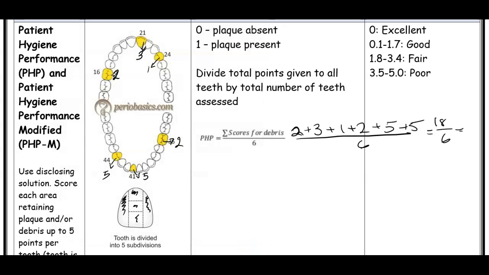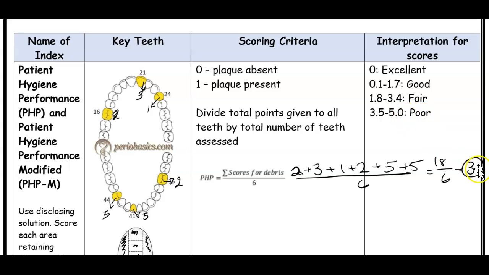Okay, so what does this mean? Well, let's look at the interpretation. The interpretation tells you that 3 falls under this range over here, 1.8 to 3.4. So this person has a fair PHP, or PHP-M, because we're using the modified version. So this one would be considered fair. We look at this interpretation to decide how they scored.